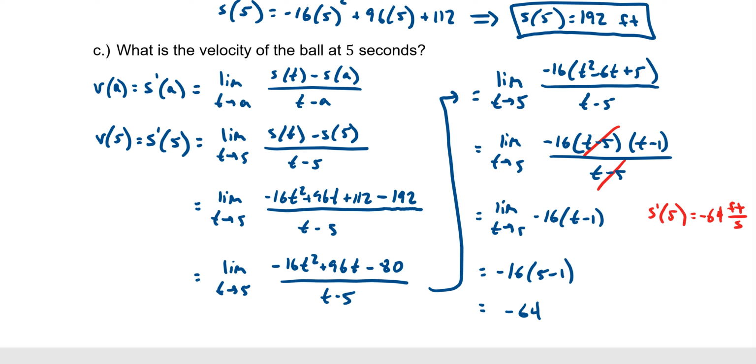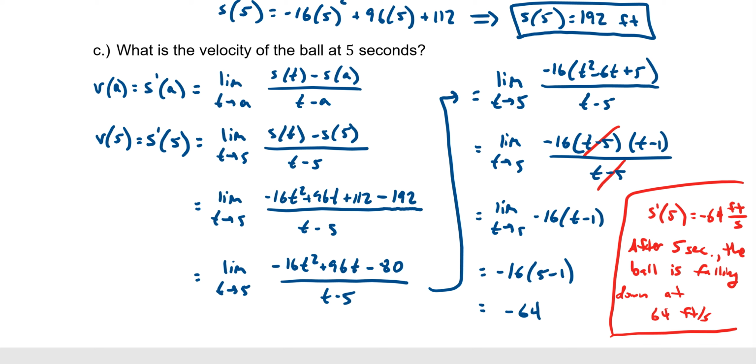So what this represents is 5 seconds after you throw the ball straight up in the air, the ball is coming down at 64 feet per second. We know it's on the way back down because the velocity is negative.